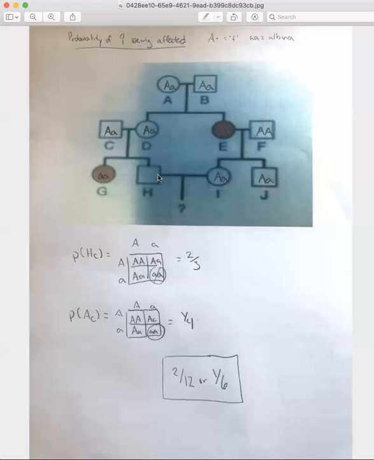Okay, so now let's say that H is a carrier. Both H and I are carriers. What's the probability that they have a child, that's this child here, that's affected? You just look at that Punnett square again, big A, little a, by big A, little a. Of the four different squares, only one of the squares is an affected child, so that's 1 in 4. That's the probability that the child is affected if both parents are carriers. And so for both of these events to occur, for H to be a carrier and for the child to be affected, whenever you hear and, you multiply. So you just multiply 2/3 times 1/4, and that gives you 2/12 or 1/6. And that's the answer to the problem.